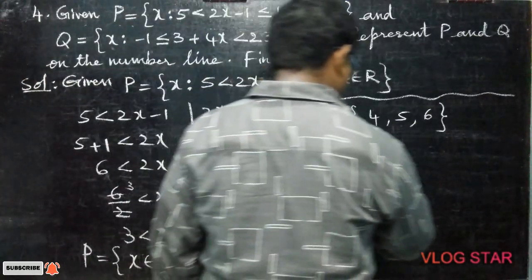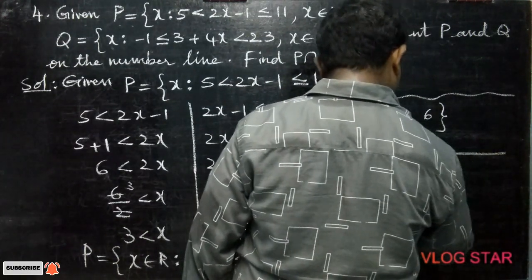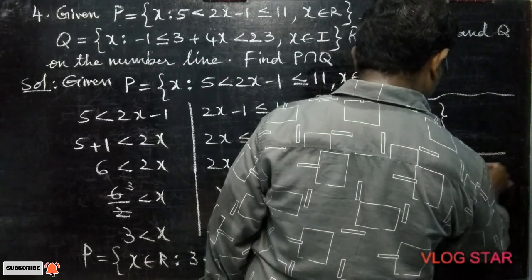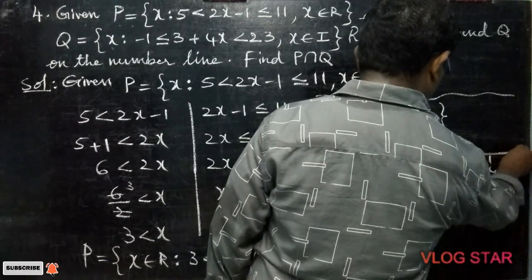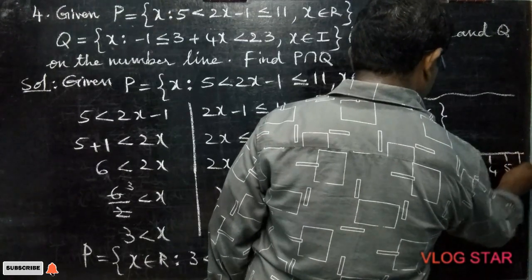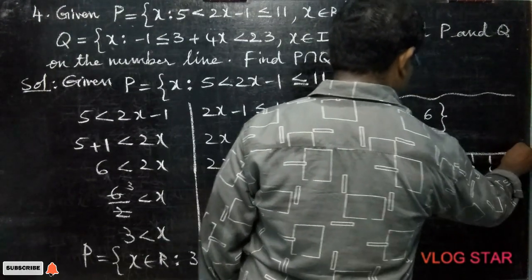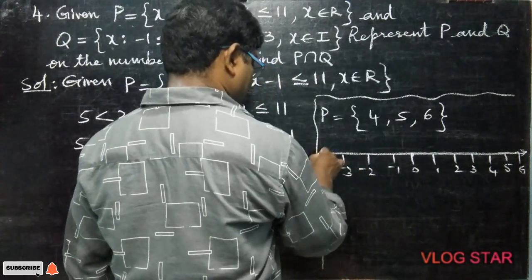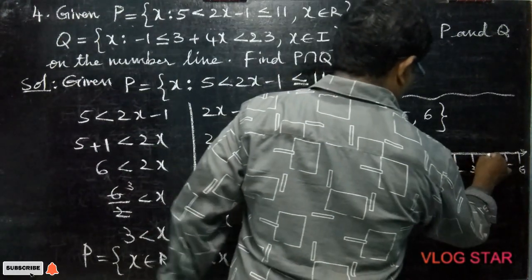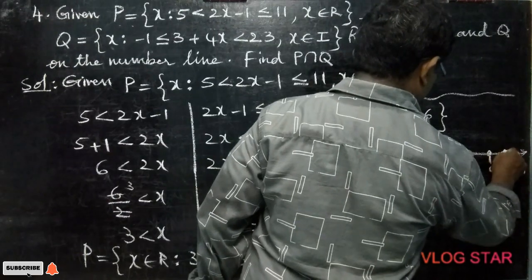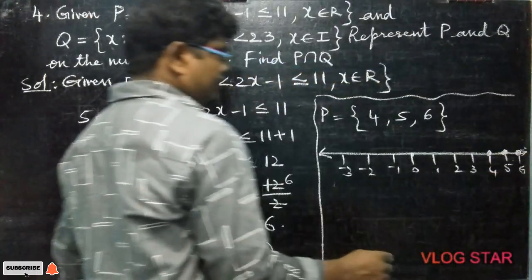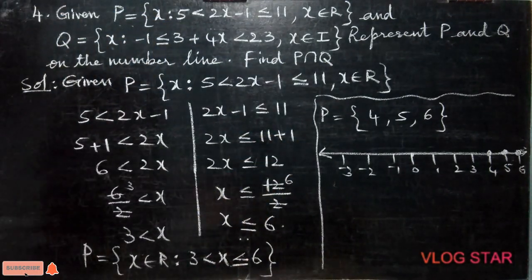They are asking to represent on number line also. So 0, 1, 2, 3, 4, 5, 6, so on. Minus 1, minus 2, minus 3, so on. So 4, 5, 6. Are you able to follow? Now this is the way of representing.